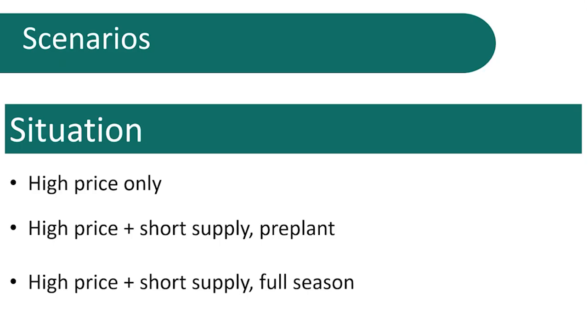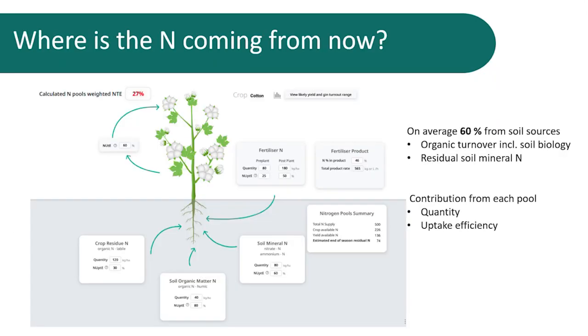Are we seeing high price and short supply just for the pre-plant season? Or are we seeing high price plus a shortfall in supply for the full season? That shortfall in supply lasting through to the new year. And they're going to have very, very different outcomes as to what we should consider. Just as Blake put up there the nitrogen cycle, I've put up here a very abbreviated one, showing how I look at where the nitrogen is coming from in the crop.